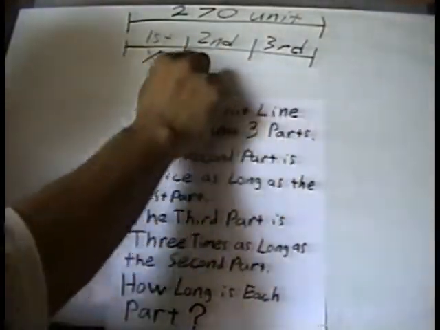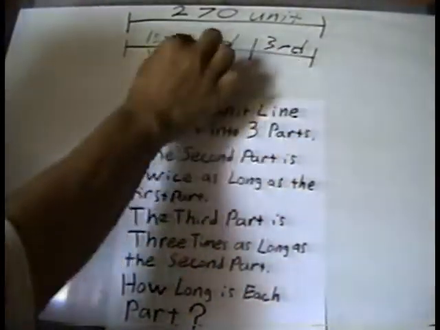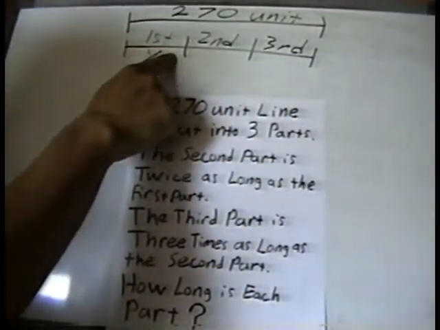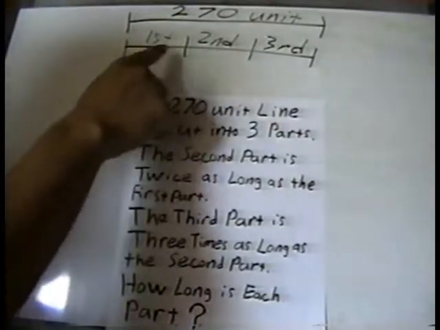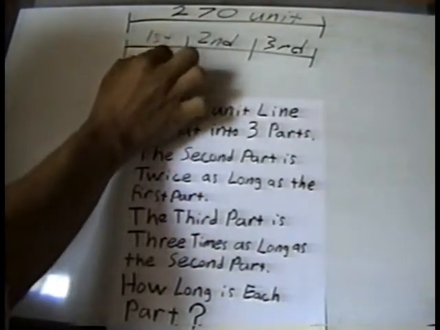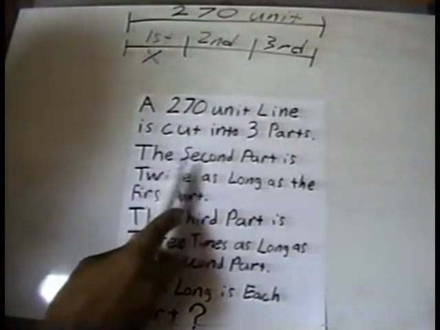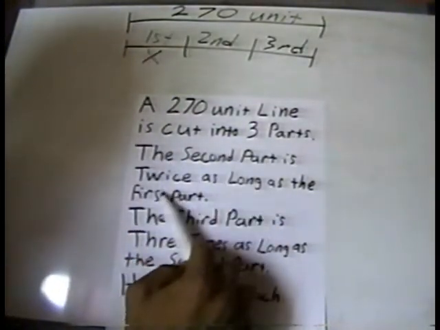Say this is our first part. This is the second part. And then say this is the third part. Now, of course, the problem says that one part is twice as long, and then one other part is 3 times as long. And of course, this graphical arrangement doesn't look like that, but it still serves our purpose.